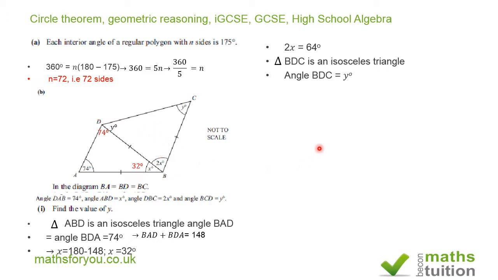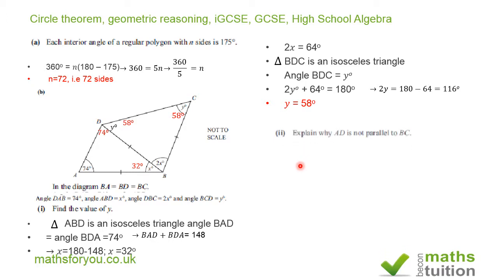So for this triangle here, 2y plus 64 is 180. And if you subtract 64 from both sides, we end up with 2y is equal to 116. So if we divide both sides by 2, we have that y is equal to 58 degrees. So y is 58. That's 58, and that's 58 degrees.